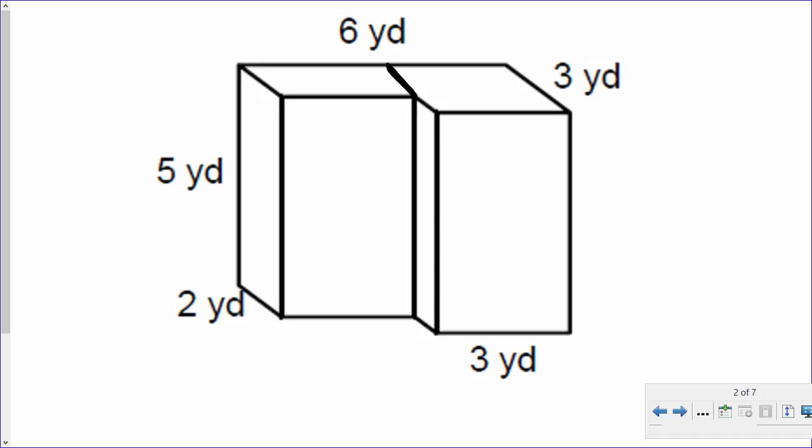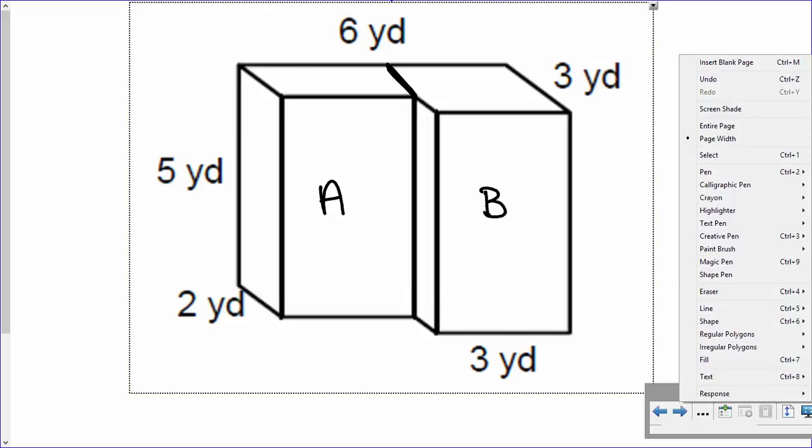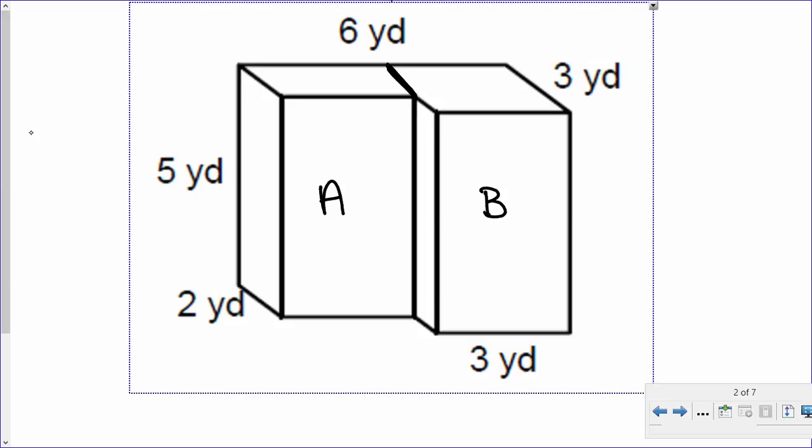I'm going to label my rectangular prisms. The one on the left, we're going to call it A, and the one on the right, we're going to call B. And on both sides, I'm going to make a list of the information that I can gather from the figure itself, and then find the volume of rectangular prism A, then use that information also for B to find its volume. All right, so here we go.